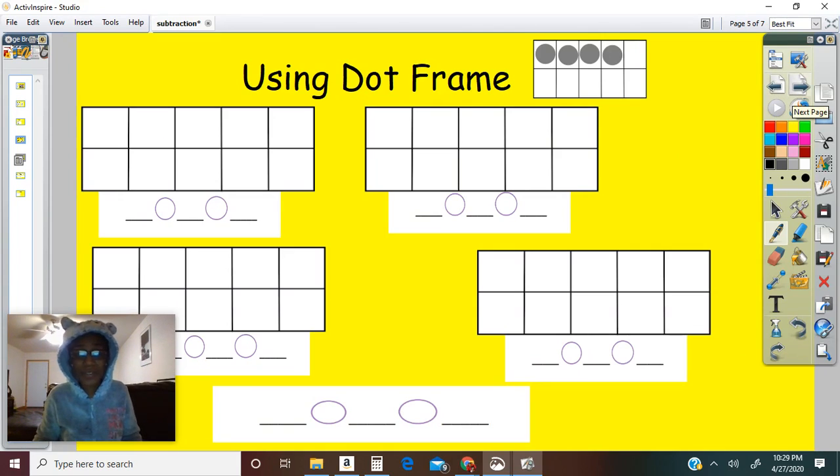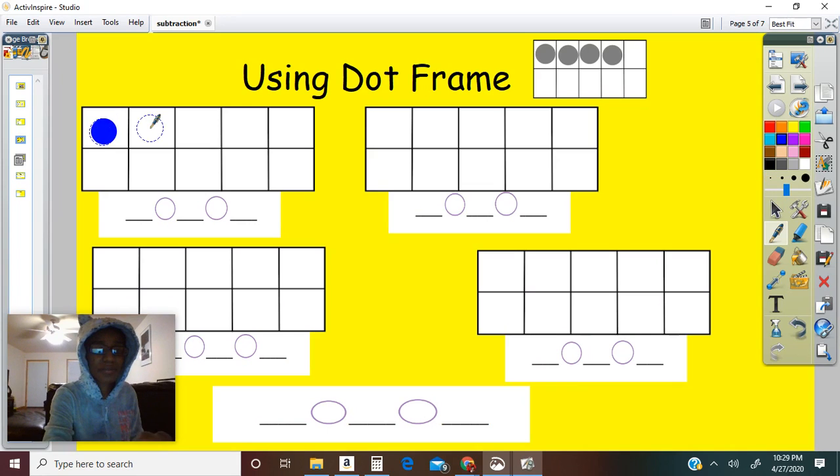Next, let's do some using 10 frames or our dot frames. When we're using our dot frames, the amount of dots that we have first is going to be the number that we start off with. This time, we're going to start off with 3 dots. 1, 2, 3.